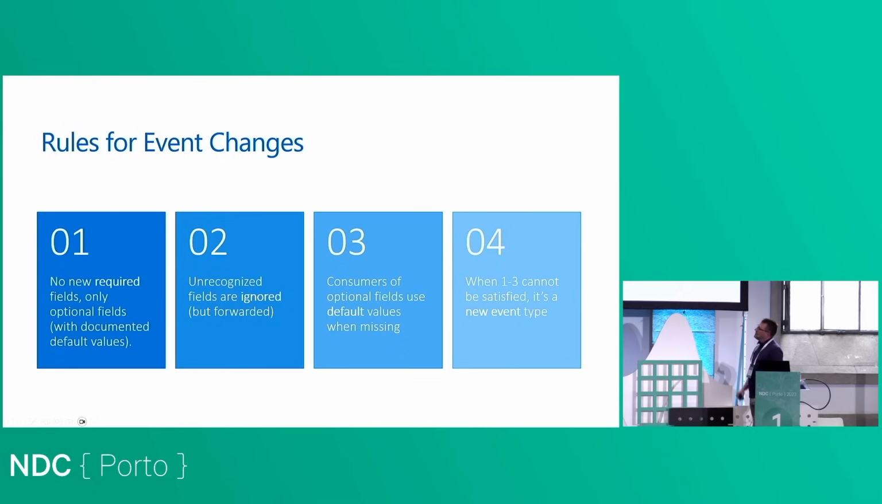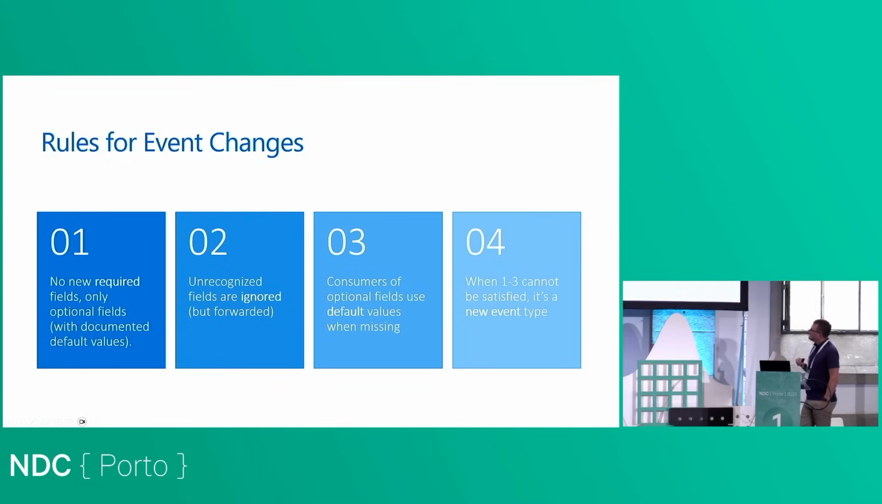The second rule is that anybody subscribing to an event that sees an unrecognized field should just ignore it, but keep processing. Like, well, that's a new field. I don't know what that means because when I was written, that didn't exist, so I'm just going to ignore it. But if I'm going to publish an event about what I just did, I'm going to take that data and forward it on in my event so that everyone else who might know what that means knows what to do about it.